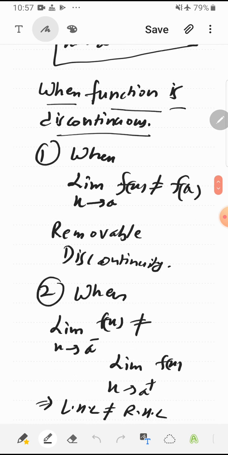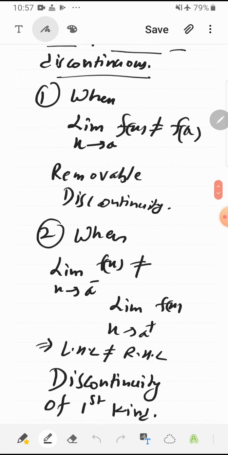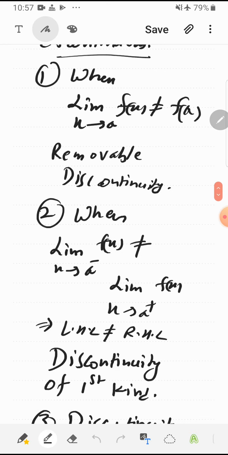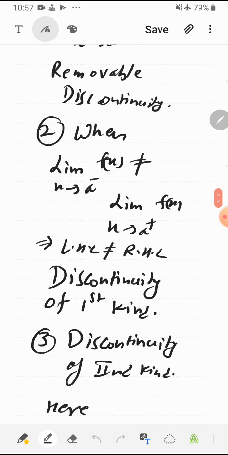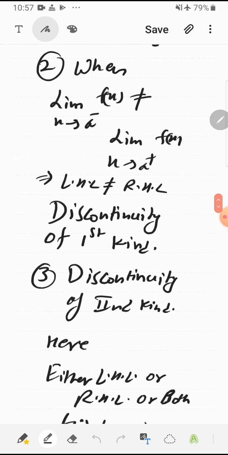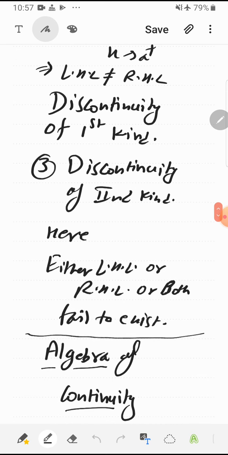Next is when the limit does not exist, and the reason is LHL is not equal to RHL. Then also the function is discontinuous, and this is called discontinuity of first kind. Next, discontinuity of second kind. Here either LHL or RHL or both fail to exist, and that is called discontinuity of second kind.